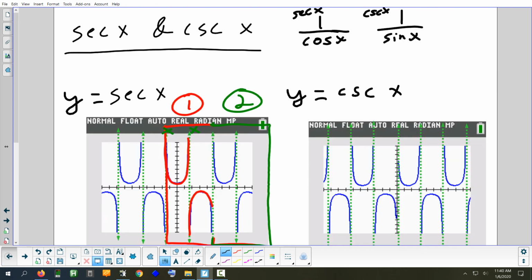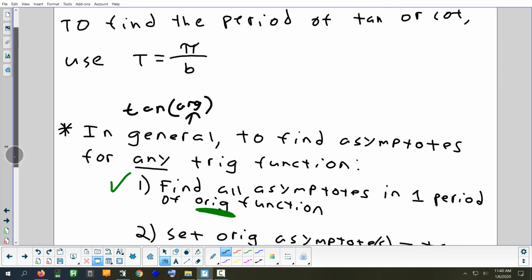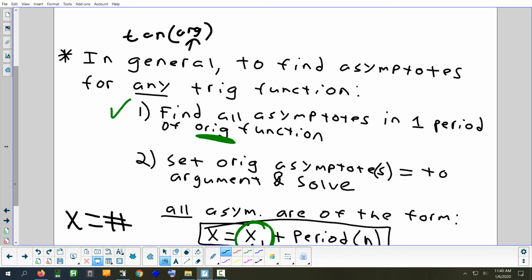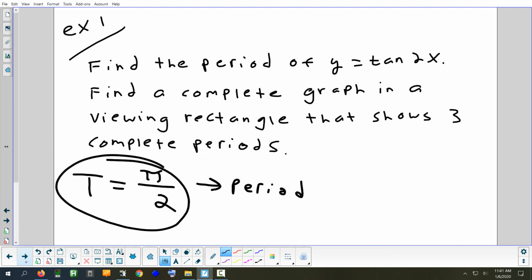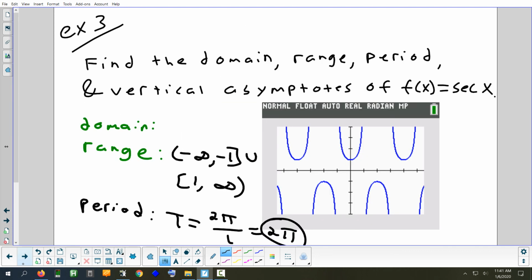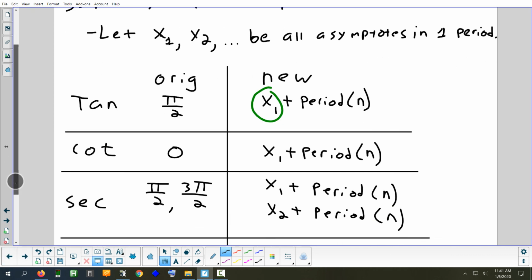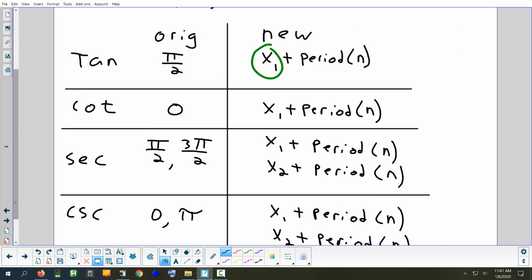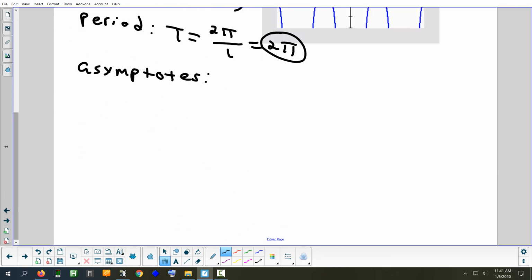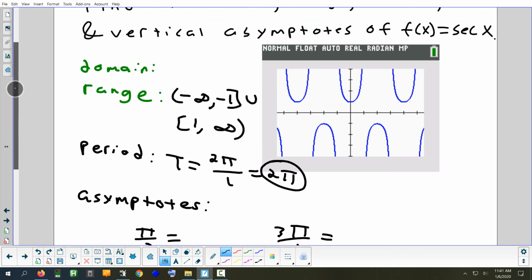Let's go back and look at the directions. Step 1, find all asymptotes in one cycle. Step 2, set those asymptotes equal to the argument and then solve for x. Let's go back and look at our graph. Secant. Find all asymptotes in the original cycle. There they are. Pi over 2, 3 pi over 2. It says to set each one of those equal to the argument and then solve.